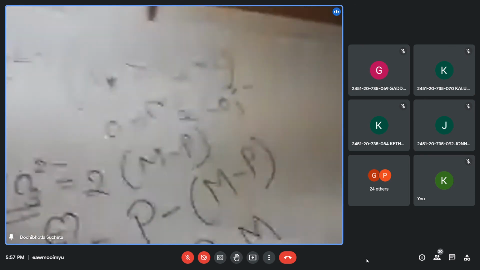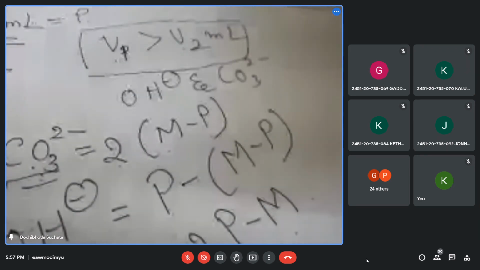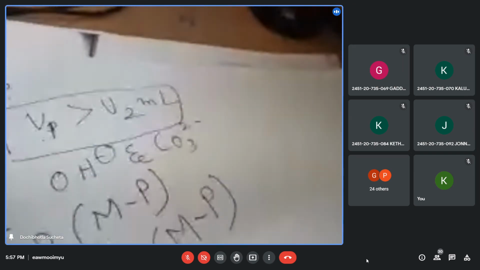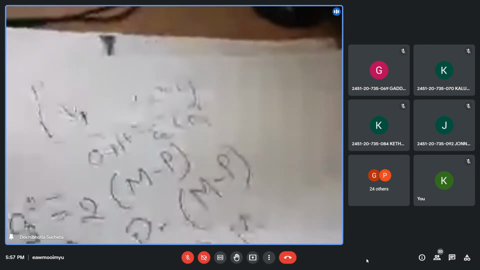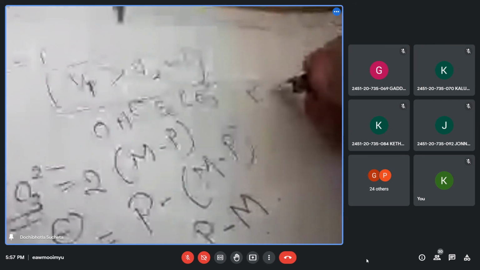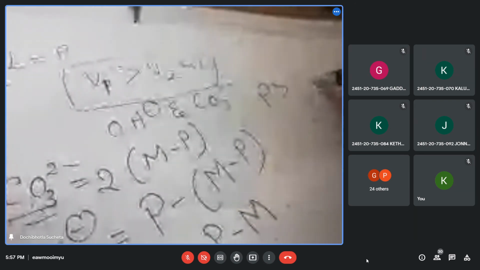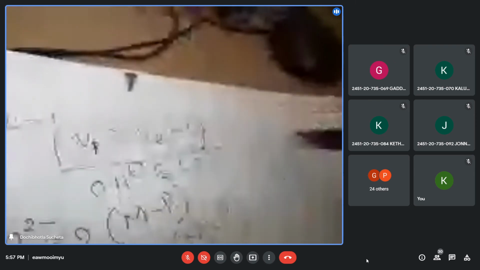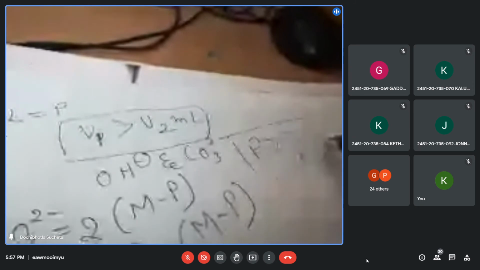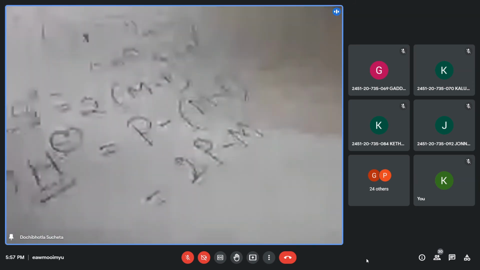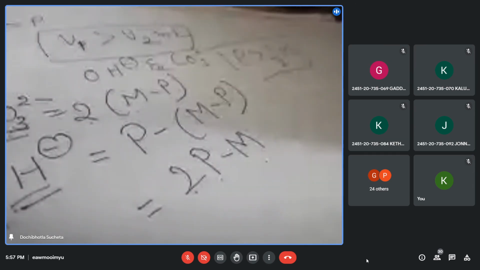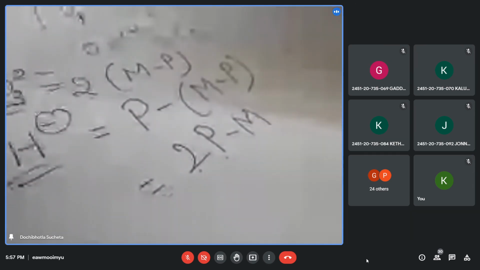This combination is possible when V1 ml is more than V2 ml. When V1 ml is more than V2 ml, this option is possible. In this case, P is greater than half M. So P is greater than half M, and the amount of HCl required for carbonate is 2 into M minus P, and for OH minus it is P minus M minus P.